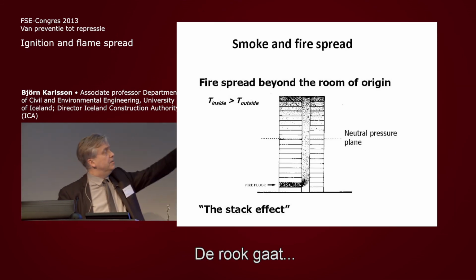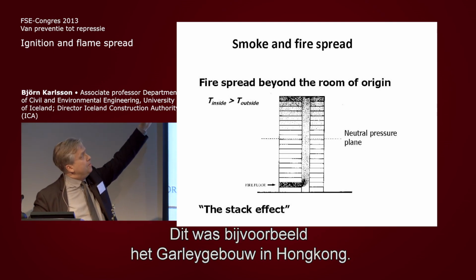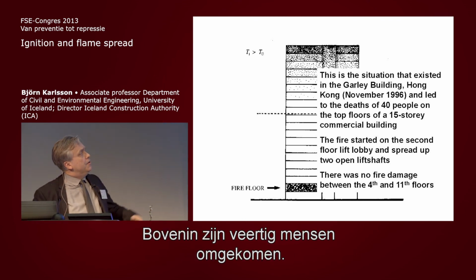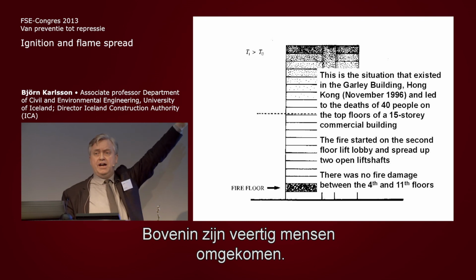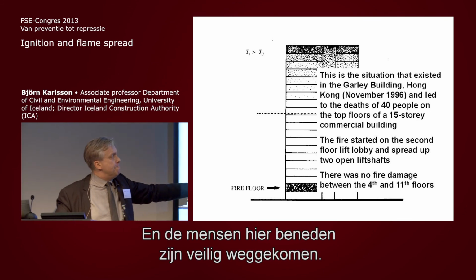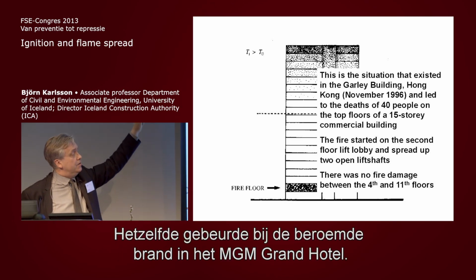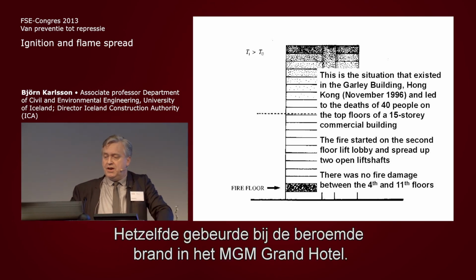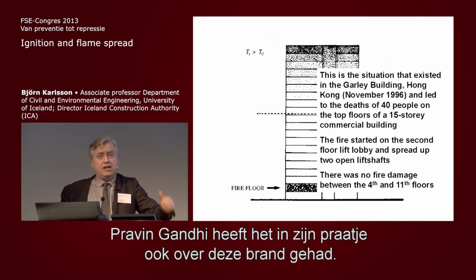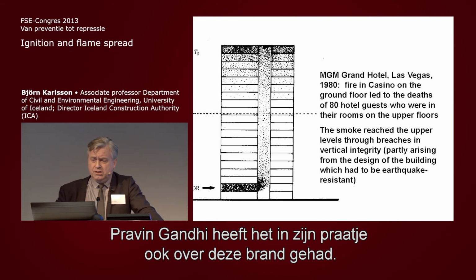The smoke will actually travel. So we can have a fire far away from where people die. This, for example, was the Garley building in Hong Kong. 40 people up there died, and people down here got away, but the people died up there. The same thing happened at the very well-known MGM Grand Hotel fire. Pravin actually talked about this. Gandhi talked about this fire also in his talk.